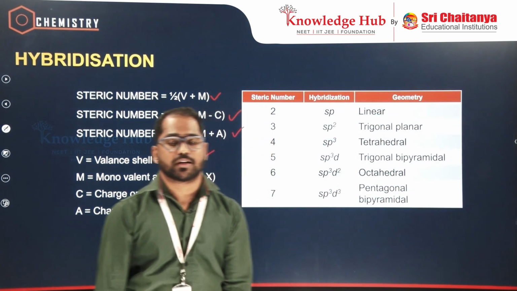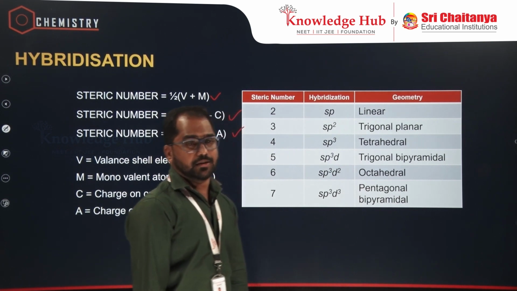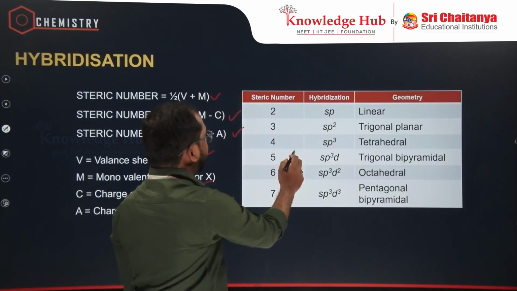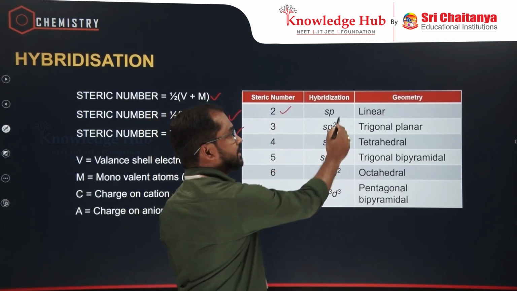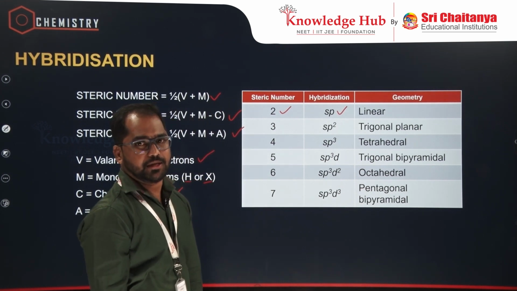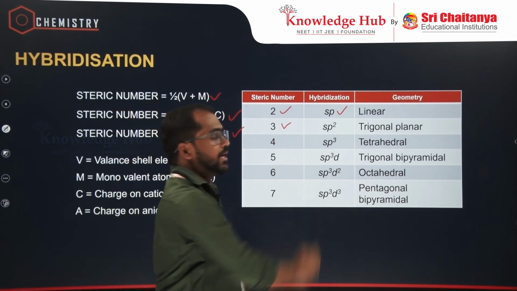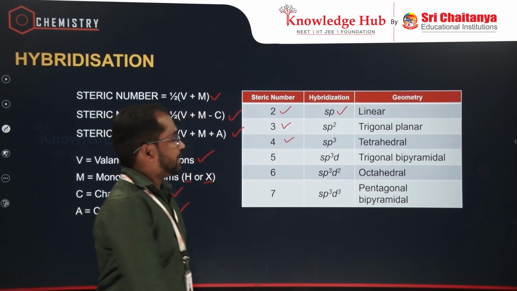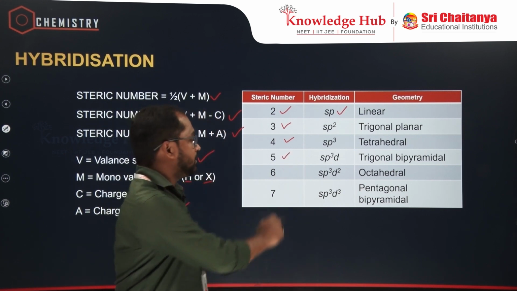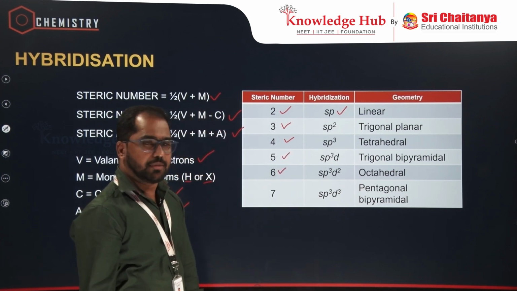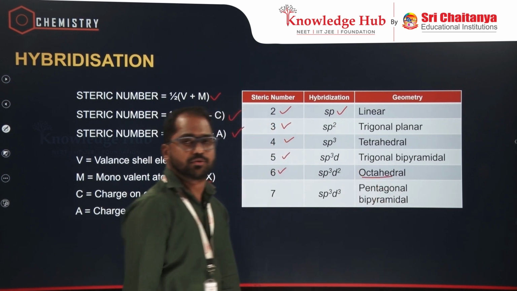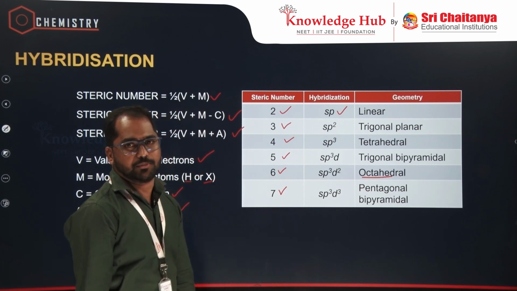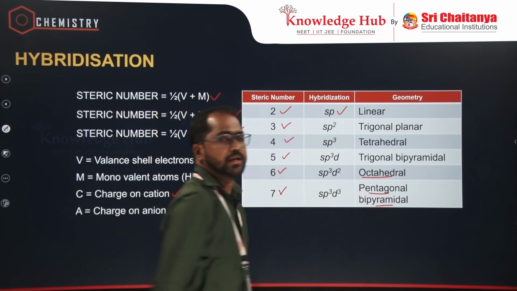If you know the steric number, then we can identify the hybridized orbital and the geometry for the given molecule. When the steric number is 2, the hybridization is sp and the geometry of the molecule is going to be linear. Similarly, if it is 3, sp2 trigonal planar; 4, sp3 tetrahedral; 5, sp3d trigonal bipyramidal; 6, sp3d2 square bipyramidal. Another name for square bipyramidal is octahedral. Finally, 7 indicates sp3d3 hybridized orbitals and pentagonal bipyramidal geometry.